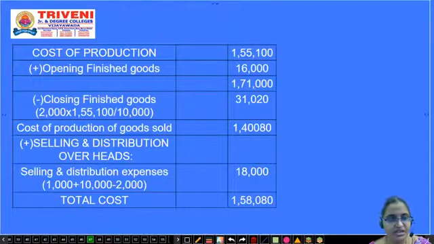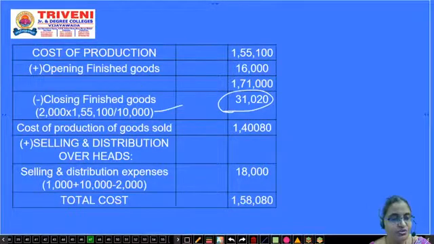Now you got 1,71,000. After that, less closing finished goods. It was the missing figure. You calculate it with the help of the formula. The problem clearly says that the closing finished goods in hand at the end are 2,000 units. They mention only the units but not the amount. With the help of the formula, the amount 31,020 rupees was calculated. The formula was closing finished goods into cost of production divided by 10,000.